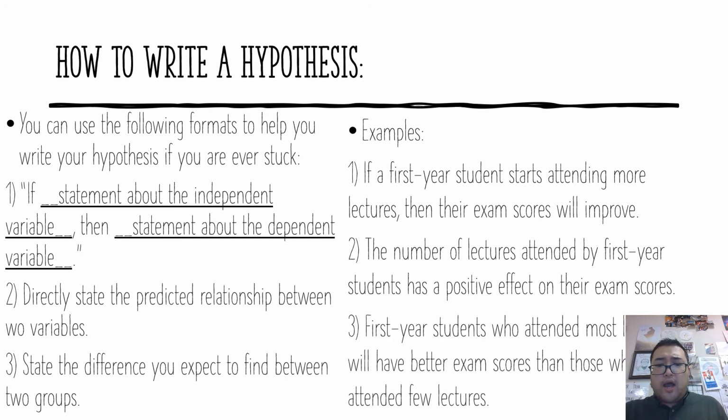Last but not least, first-year students who attended the most lectures will have better exam scores than those who have attended few lectures. So same way of writing it, very valid. We still know the independent variable and dependent variable. We have a prediction between the two, and then there is a difference.